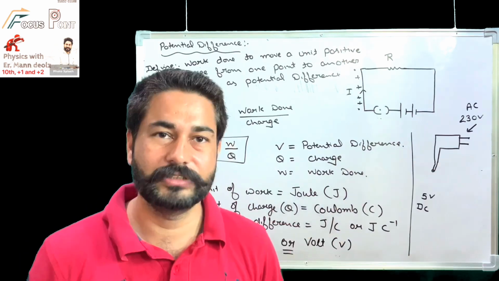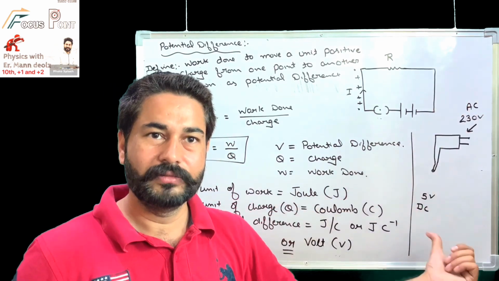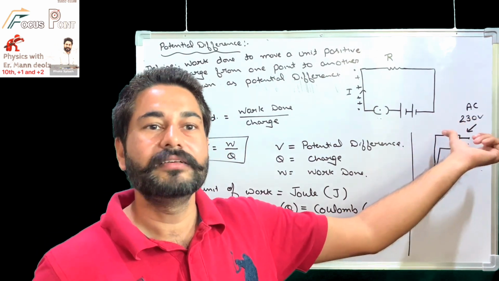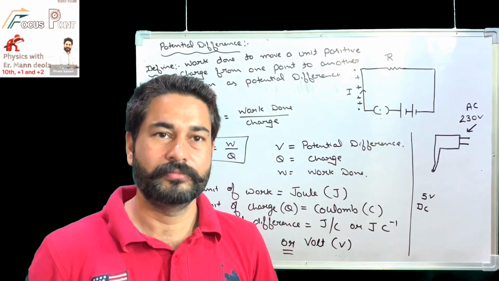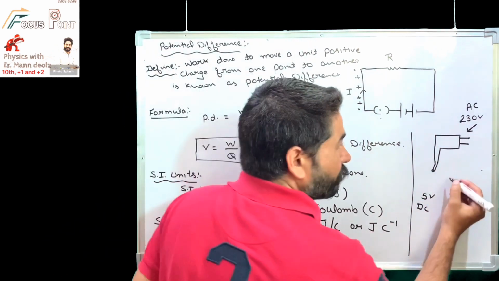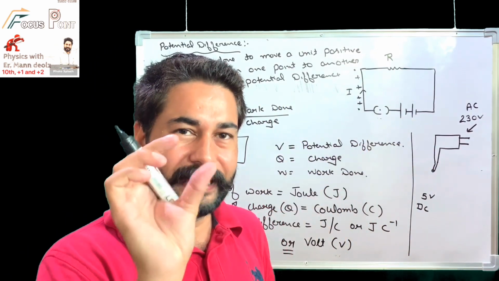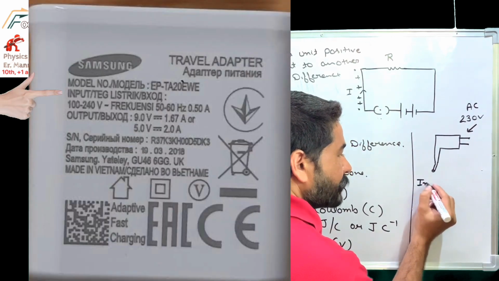Now this charger does two things. One is it will convert alternating current into direct current, and another thing is it will decrease its potential difference from 230 to 5 volt. Okay. Now if you turn the cell phone charger around, there are many things written on the charger. One thing, just read it.